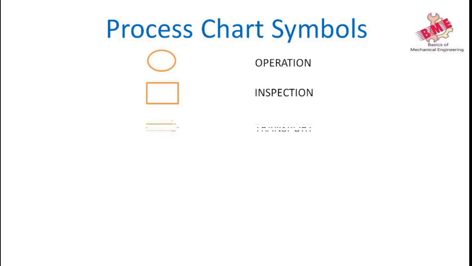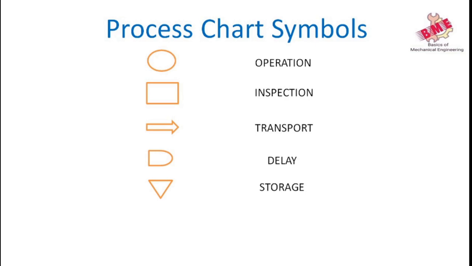Next symbol is transport, which is shown by an arrow. It informs about the movement of the main material and equipment. For example, material sent for inspection, employee going to meet the manager, etc. Next symbol is delay. It shows the stoppage in the sequence of events. For example, waiting for the part to come from the previous section, waiting for an authority's signature. Next symbol is storage, meaning a raw material or a finished product is stored in a warehouse or in a storeroom, that is shown by a storage symbol.